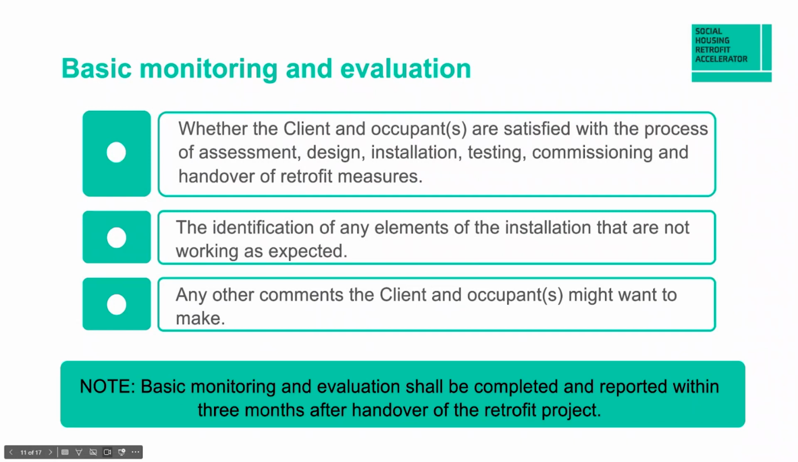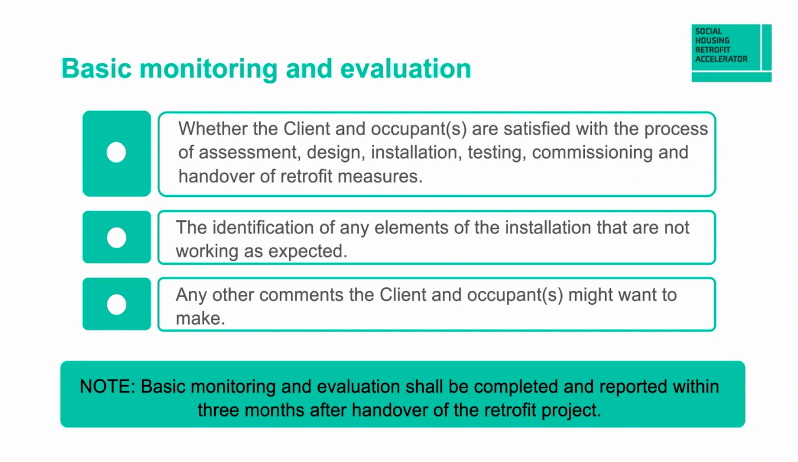Identification of any elements of the installation that are not working as expected. So that could just be that, well, here's an example. You could have a ventilation system that the resident feels is not really working as they thought it would. And I'm going to give an example. It's not social housing, it's a private housing property. A friend bought a passive house building. They had an MVHR, mechanical ventilation heat recovery ventilation system. And they felt it was really quite cold in their house, and they couldn't quite understand why it was.